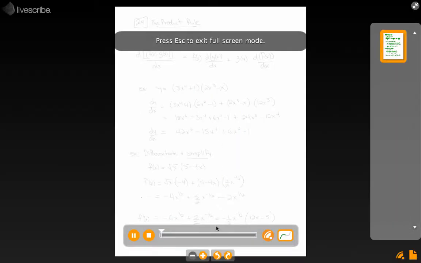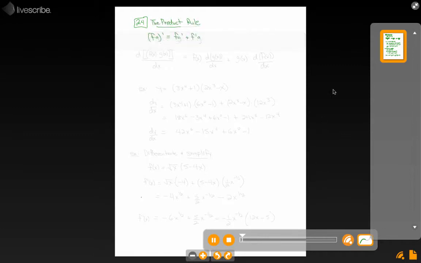This example comes out of 2.4, the product rule. The way that I wrote the product rule in the last lesson was like this: (fg)' = fg' + f'g. Sometimes you'll also see it as, the derivative of f(x) times g(x) with respect to x equals f(x) times the derivative of g(x) plus g(x) times the derivative of f(x).